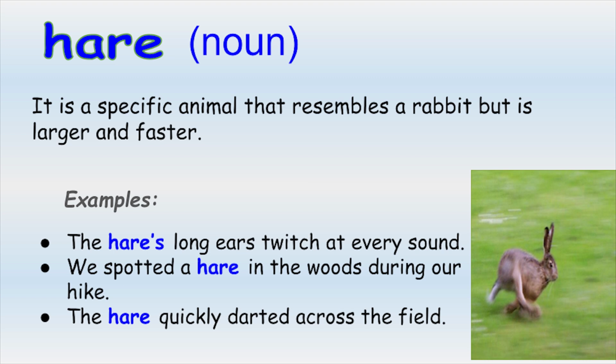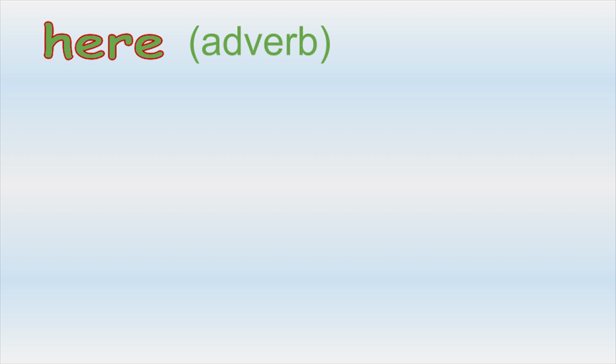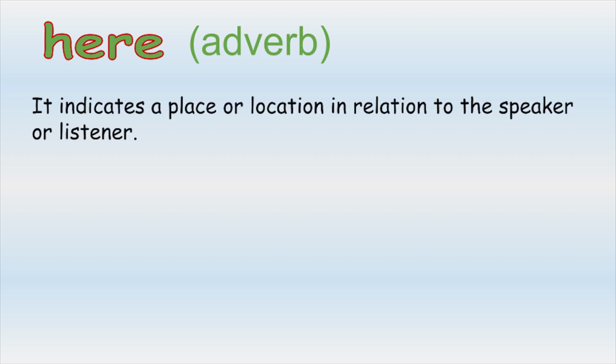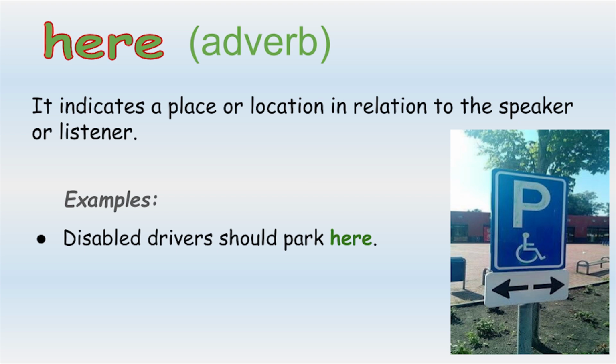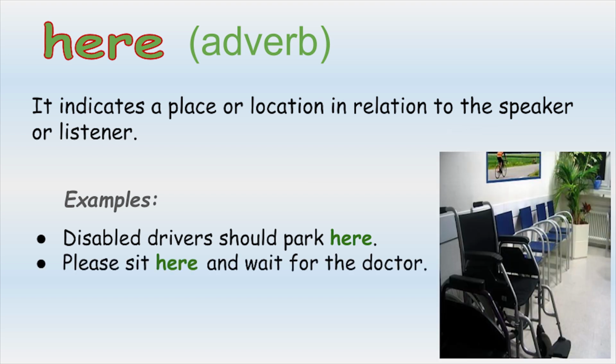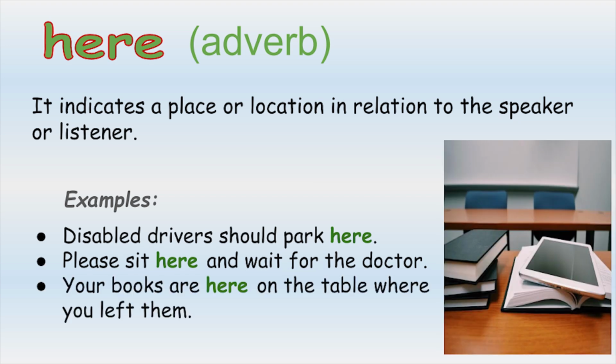And our last homophone is here, spelled H-E-R-E. Here is an adverb. It indicates a place or location in relation to the speaker or listener. Here are some examples. Disabled drivers should park here. Please sit here and wait for the doctor. Your books are here on the table where you left them.